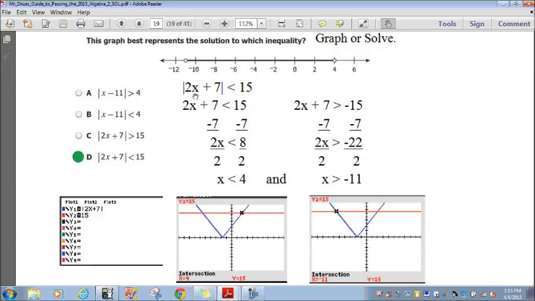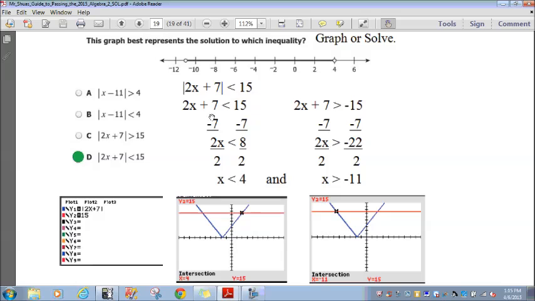Okay, so we have the absolute value of 2x plus 7 is less than 15. We split that into 2 separate expressions. It's going to be 2x plus 7 is less than 15, or 2x plus 7 is greater than negative 15. Remember, we flip it when we're solving absolute value expressions.